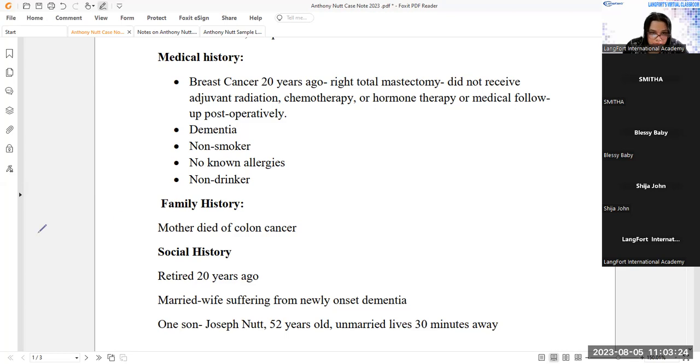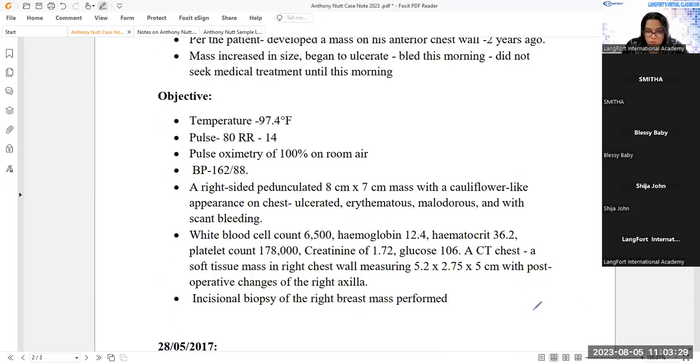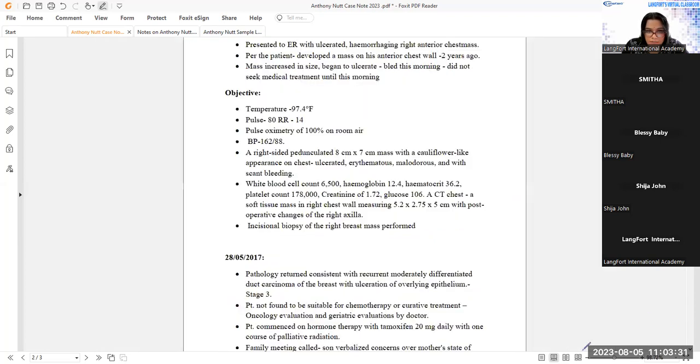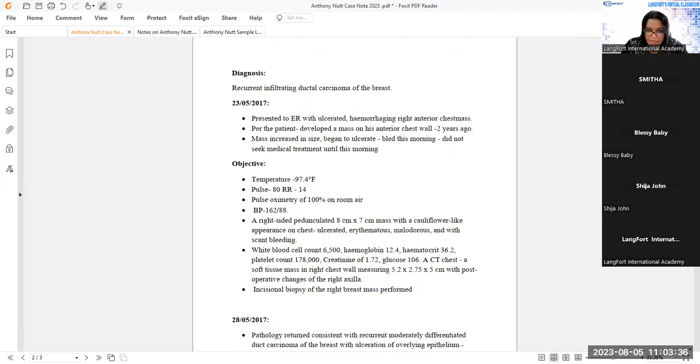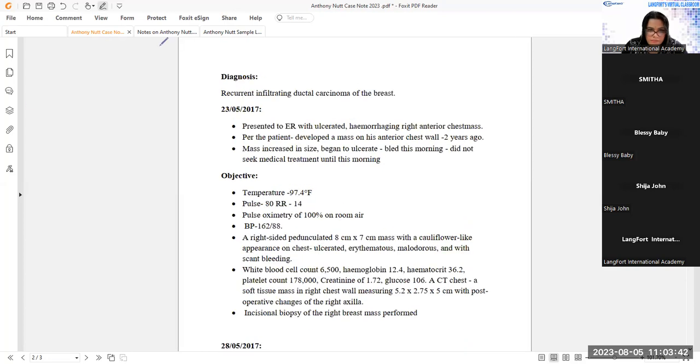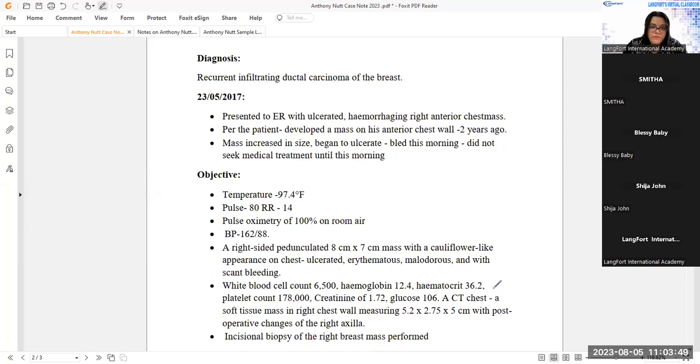Okay, all right. Now let's go through what happened on 23rd. The diagnosis, that is the latest diagnosis, and go through what happened on 23rd, everything.